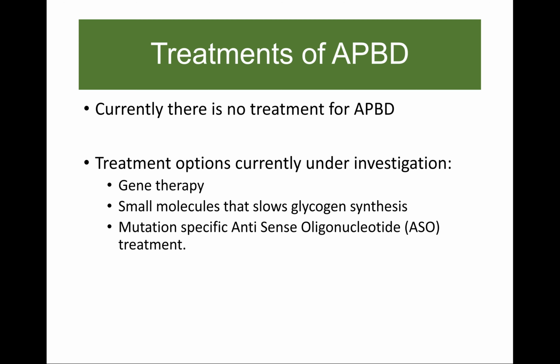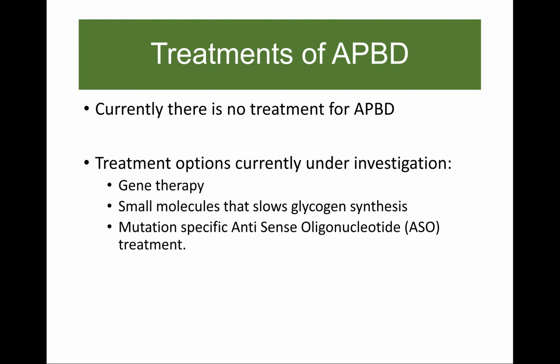The other approach is for a very particular mutation that we have described in the intron, using antisense oligonucleotides. Antisense oligonucleotides are small stretches of DNA. They are very specific only for that particular mutation. So not every APBD patient or glycogen storage disease patient can have this. But based on the particular mutation, it can be done.